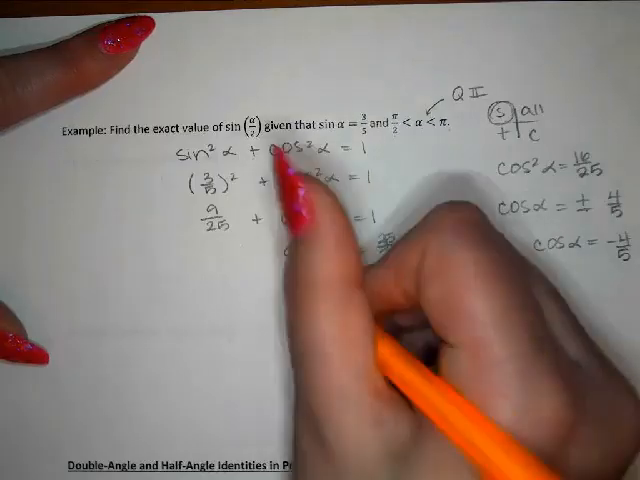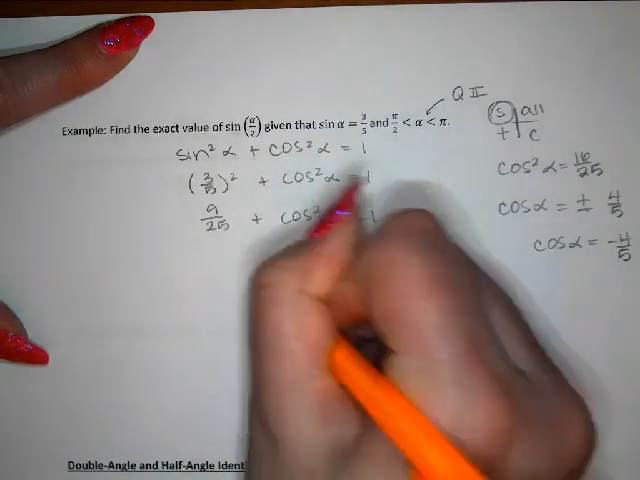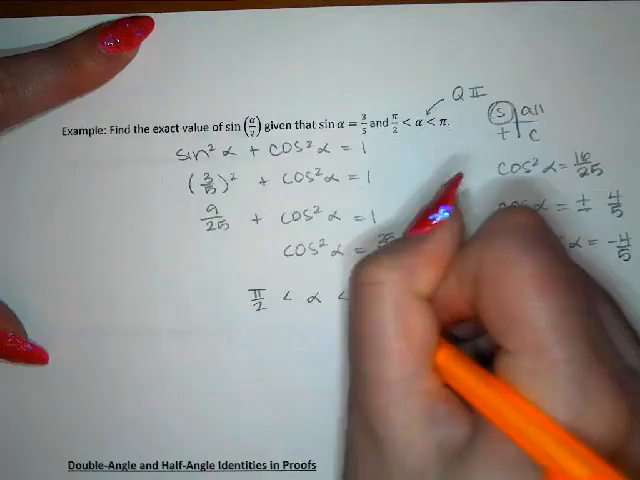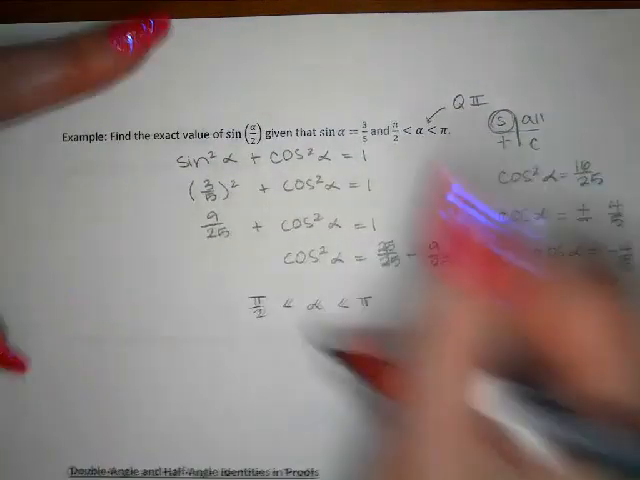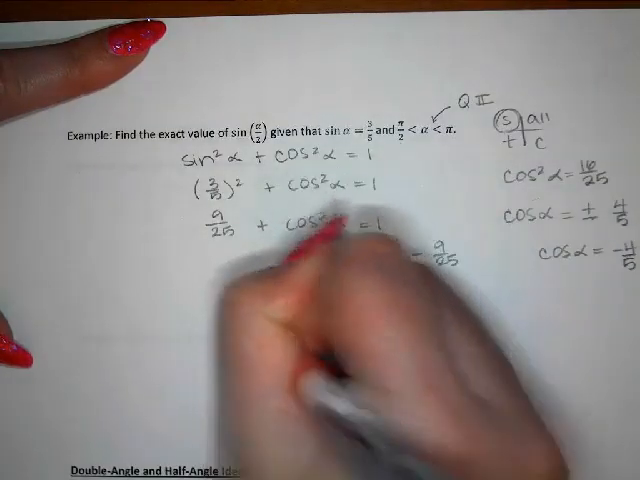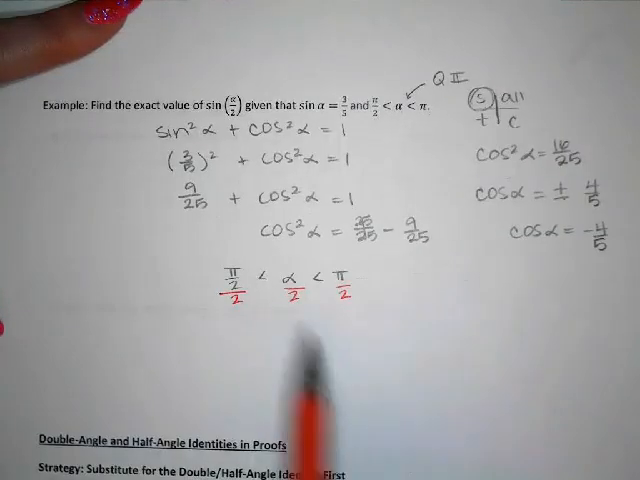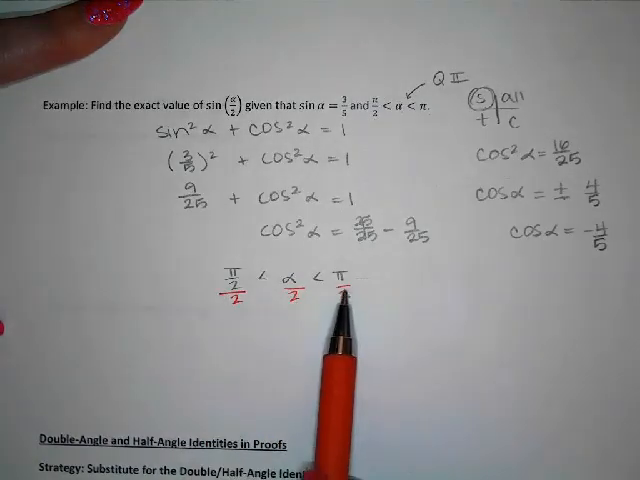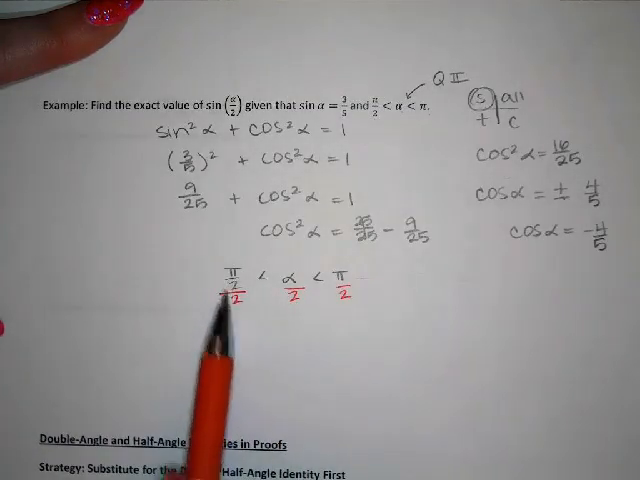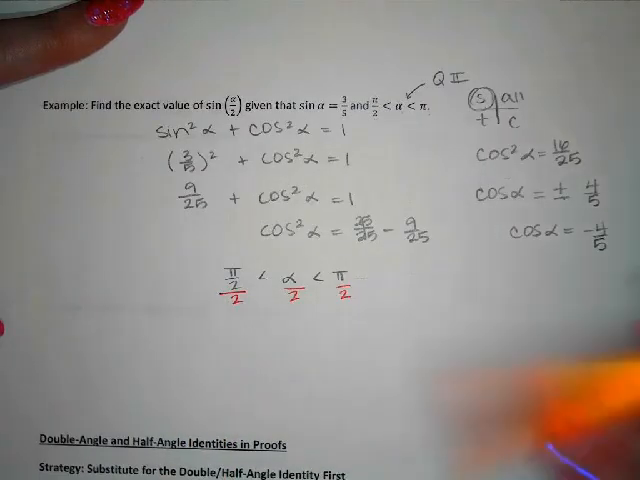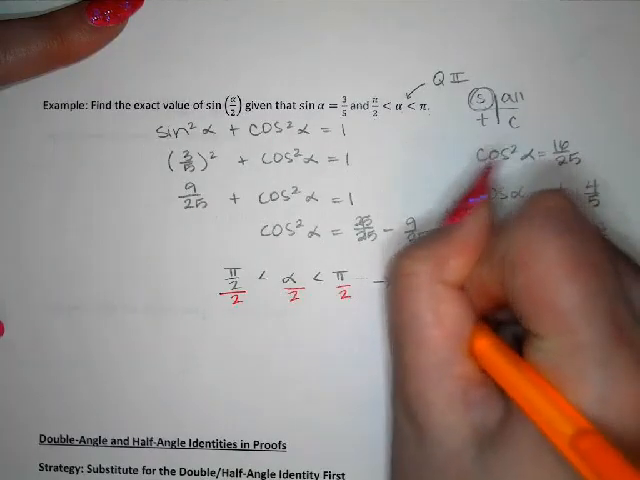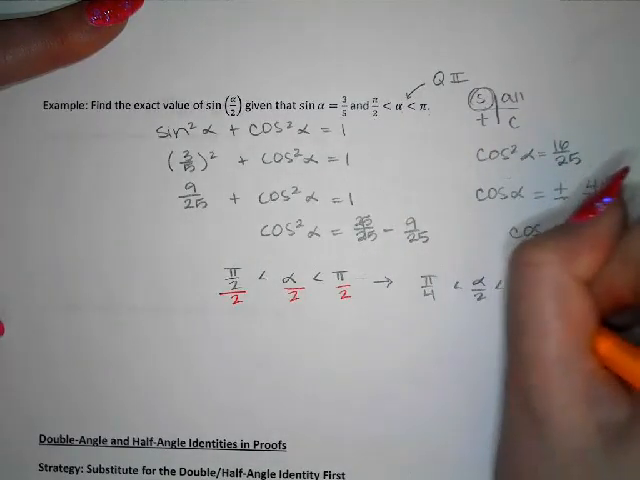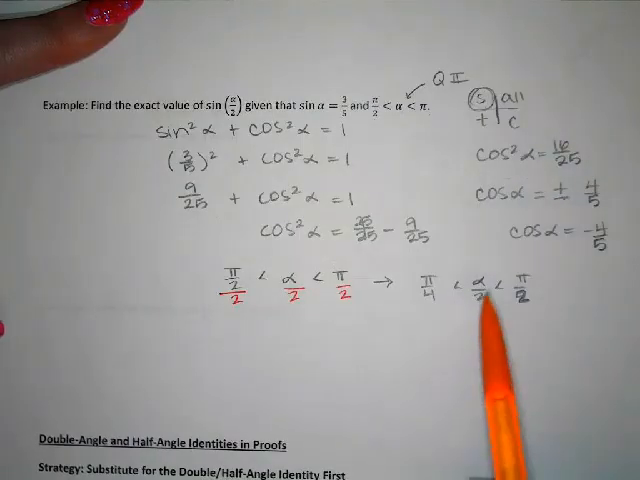So if I know that alpha is between pi halves and pi, then alpha over 2, I'm just going to divide by 2. Then we know that alpha over 2 is between pi halves divided by 2, which would be pi fourths. So alpha over 2 is between pi fourths and pi halves, which means that alpha over 2 is in quadrant 1.